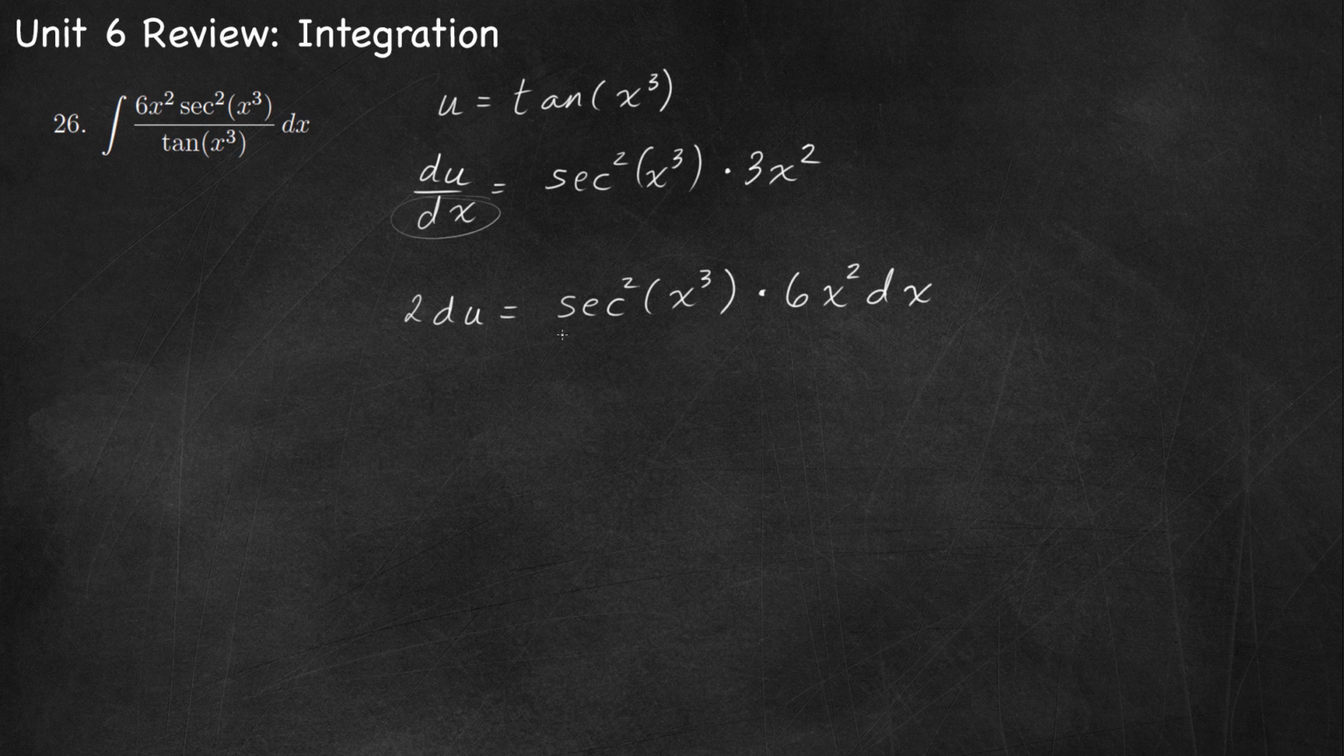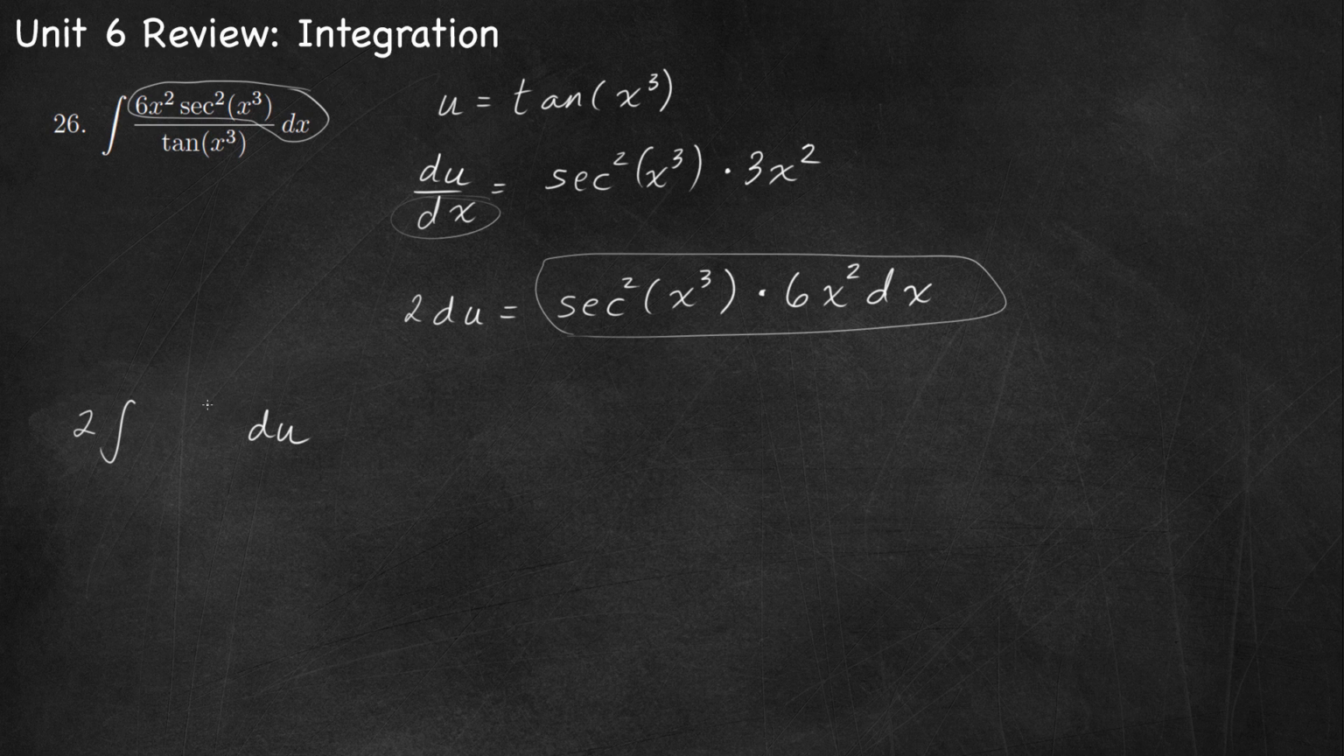Now I've got a perfect match right here. Secant squared x cubed times 6x squared dx. That's all of this. All of that is just equal to 2 du. So when I rewrite my integral, it's 2 du. That replaces all of that stuff that I circled.